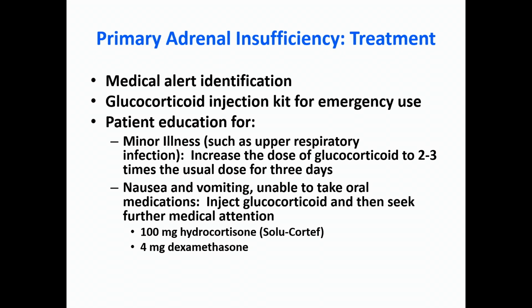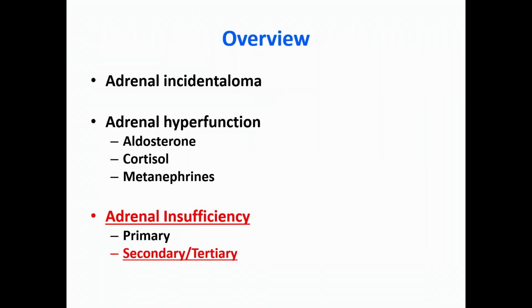In a minor illness, I often increase their dose of glucocorticoids to 2 to 3 times normal for about 3 days. If they're sick and can't keep down food, if they have nausea, vomiting, then they should take their emergency glucocorticoid injection kit and then seek more urgent medical attention.